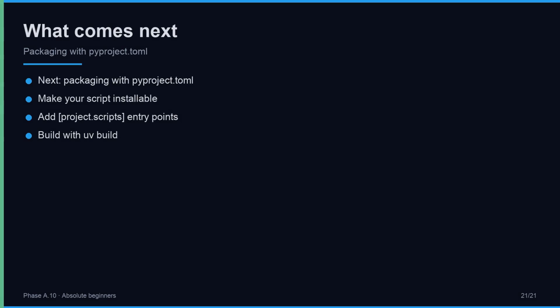Next we leave testing and talk about packaging. So far you have written scripts. We will turn one of them into a proper installable package, something other people can pip install or uv add and run as a command. We will meet the project.scripts section of pyproject.toml, which lets you expose a function as a command line tool. The arc closes, you can write code, test it, and now share it as a polished package.